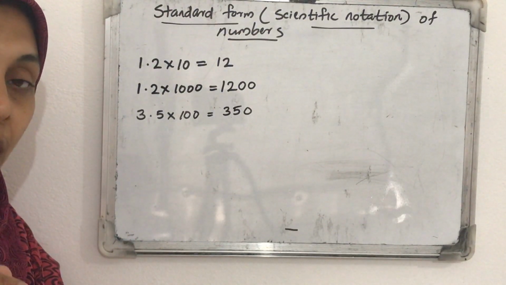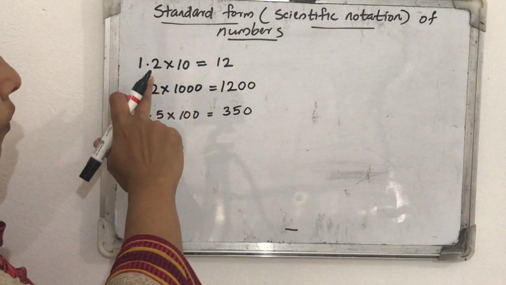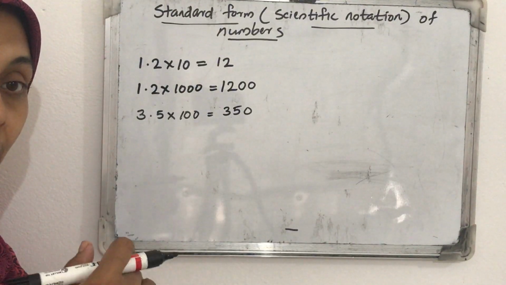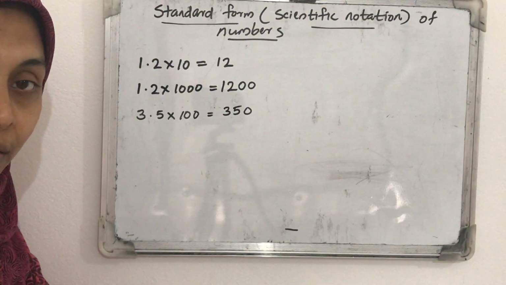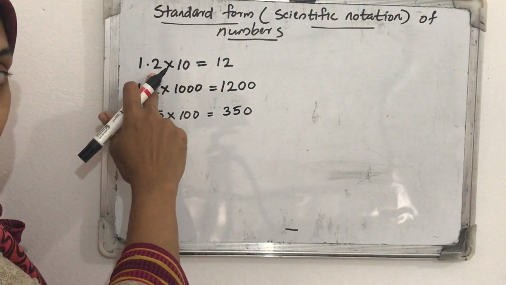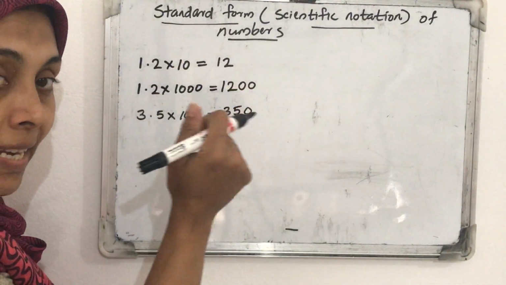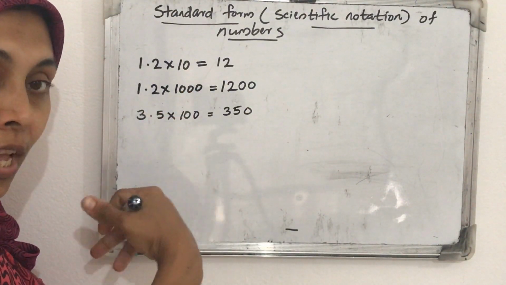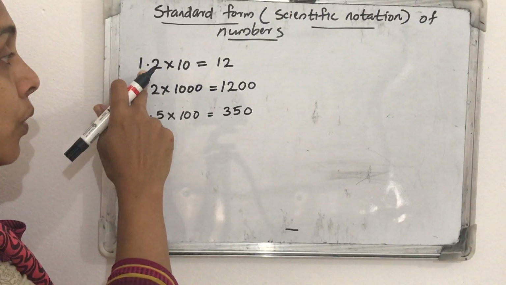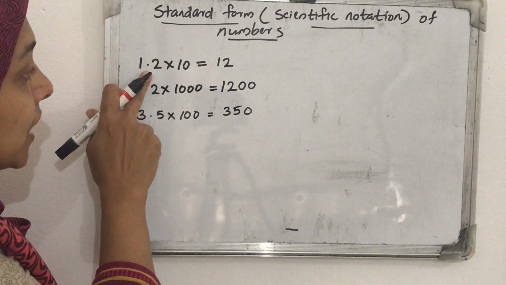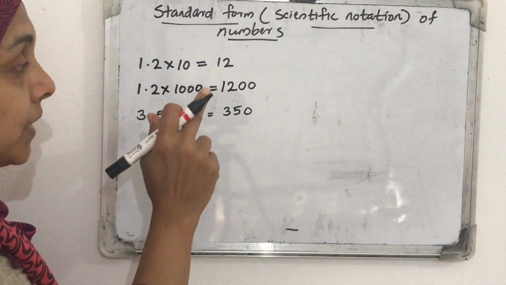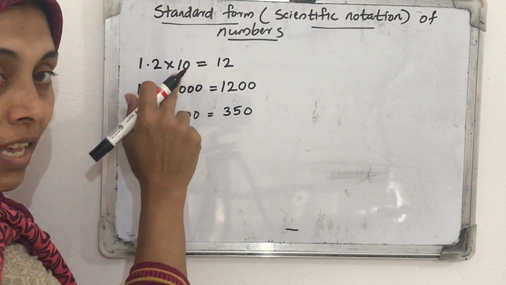We already studied decimal numbers. So 1.2 into 10, we know what its answer will be when we multiply a decimal number by multiples of 10 or powers of 10. It is very easy. For multiplication, we move the decimal point to the right side. If we are dividing, we move to the left side. That we already know. So 1.2 into 10 will be 12. In this case, the decimal point moves to the right by one place, according to the number of zeros.